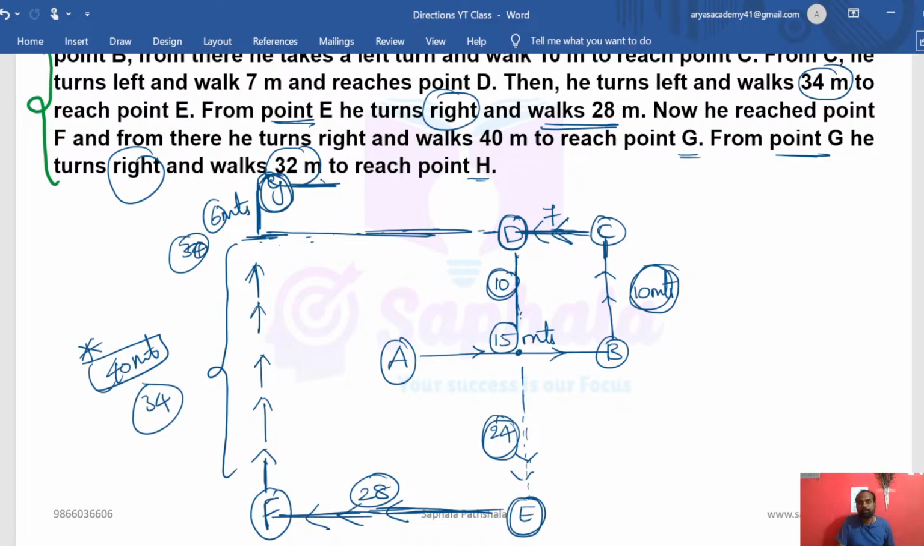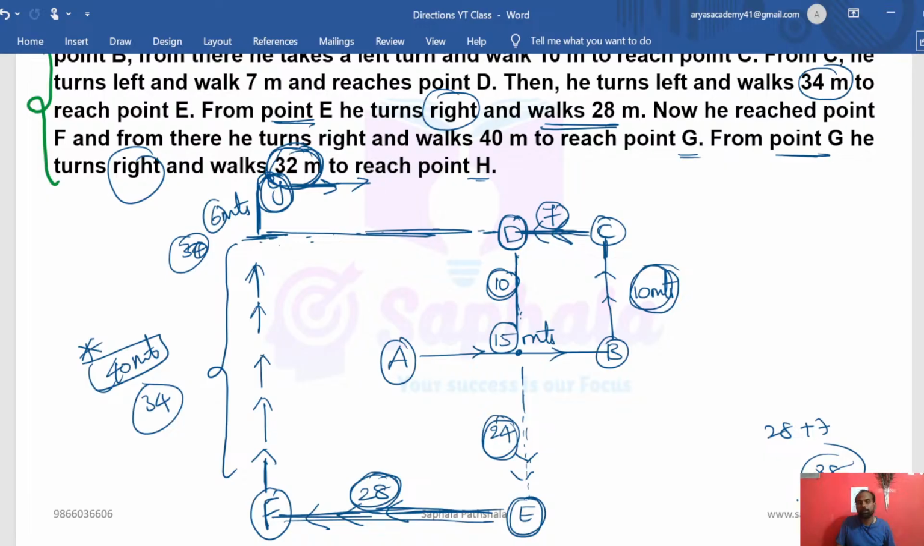If you carefully observe, this distance between F and E is how much? 28. And this distance is how much? 7. 28 plus 7, if I consider total distance, it becomes 35. But it has very clearly mentioned that he has gone only for 32, not 35. Means he should not reach this point, he should be somewhere here. So he is going this way and he is stopping here. And there comes point H.